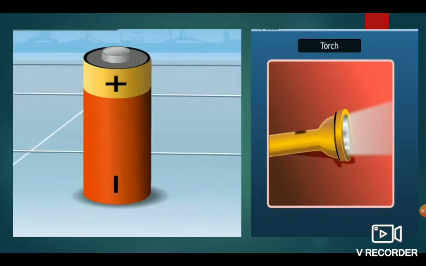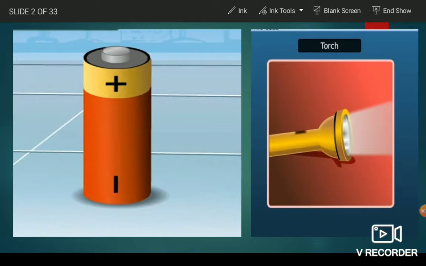So children, in the last video, for understanding the functioning of a torch, when we opened the cap of the torch, we found a cell inside it, and then we studied the cell in detail. Now, is the cell of this torch alone able to produce light? Well, no. We also need a bulb. So let us now know something about the bulb.